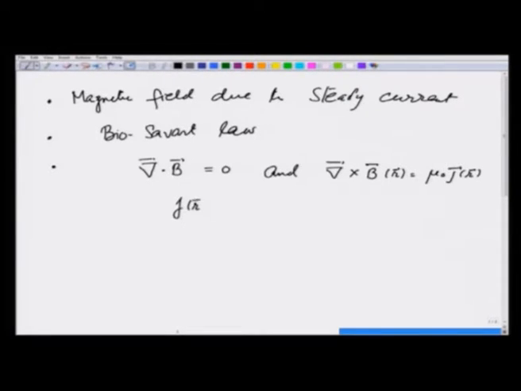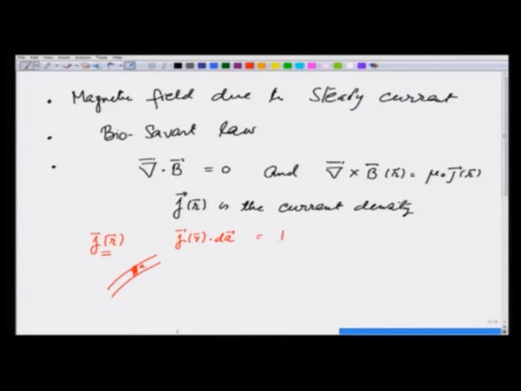where J r is the current density. Let me remind you, J r is a vector quantity, that current density J r is such that J r dot d A across any surface A gives the current I through that surface, and its direction is in the direction of the current. This is how we build it up.